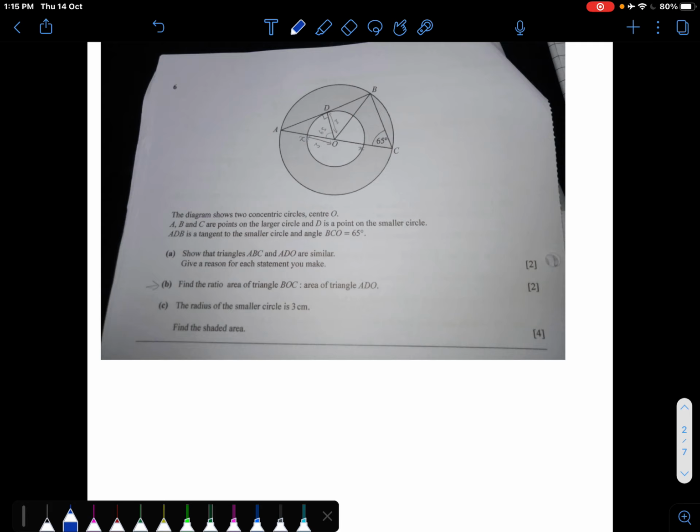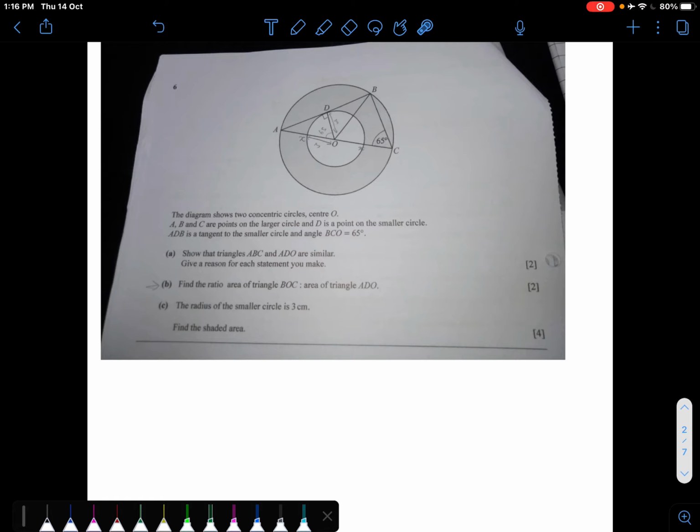Okay, next we have this question. Two concentric circles, center O. A, B, and C are points on the larger circle, and D is a point on the smaller circle. ADB is a tangent. Okay, this guy is a tangent to this small circle, and angle BCO, this angle here, is 65 degrees. Show that the two triangles are similar.